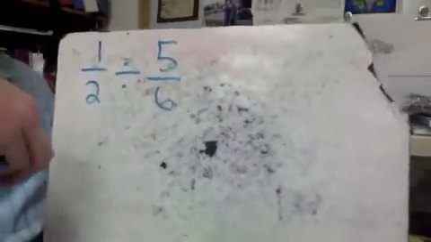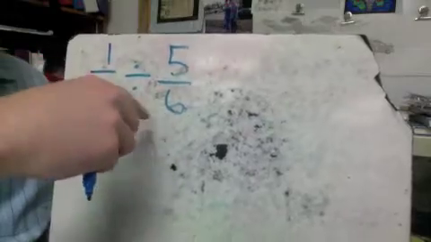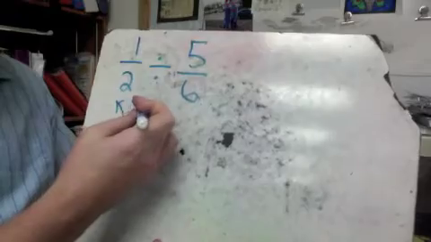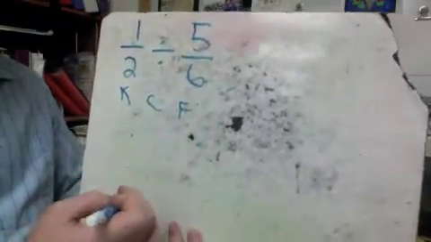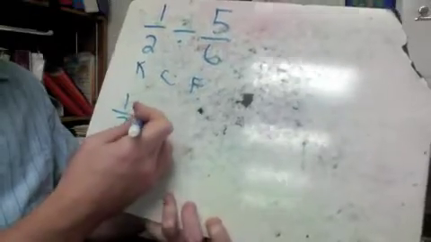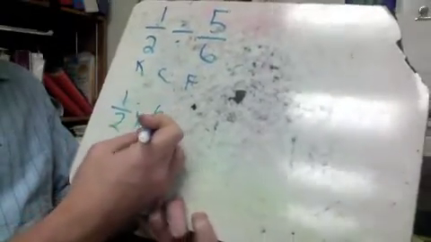First problem here, 1/2 divided by 5/6. We're looking good as far as just having fractions, so we don't have to do anything there. We do need to work on the keep it, change it, flip it. Keep it, change it, flip it would be 1/2. Change would be times, and then we've got 6/5.